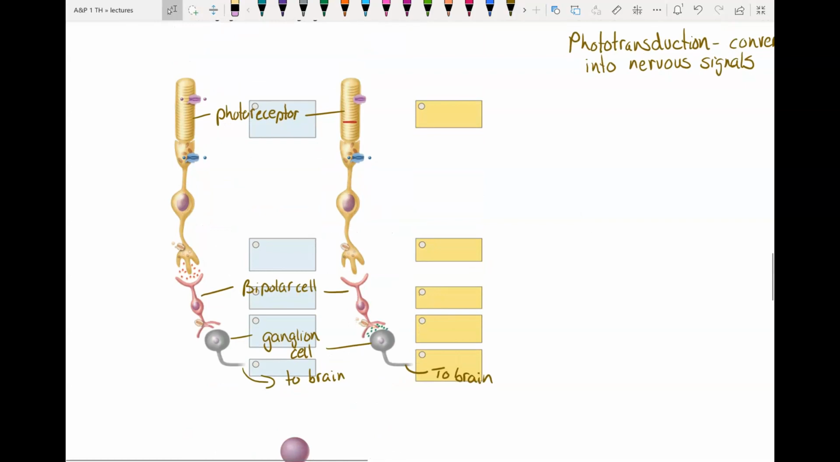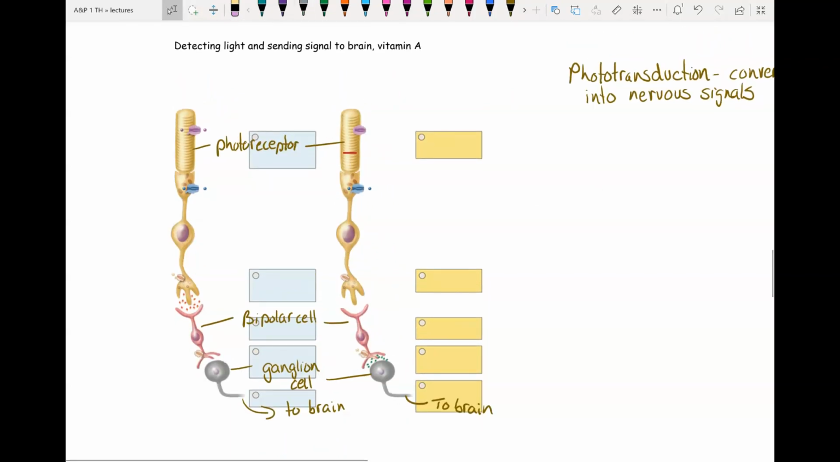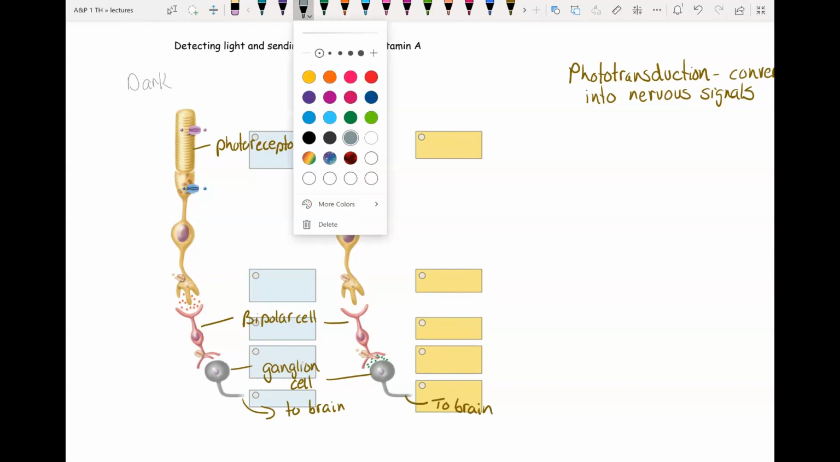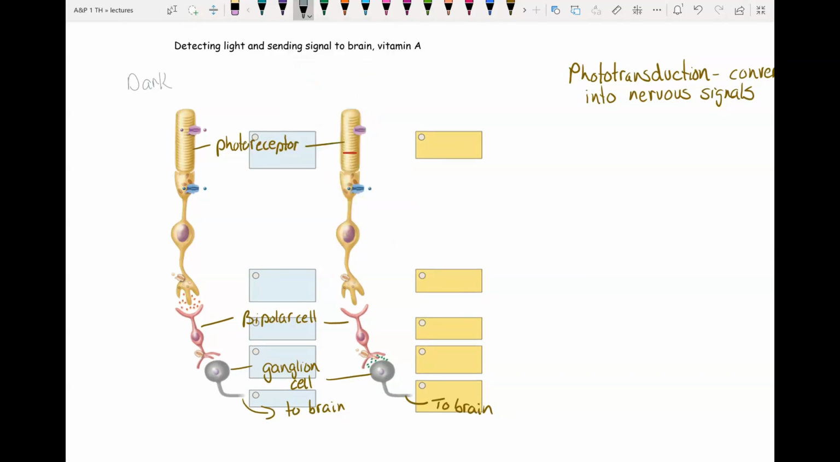So we have two different scenarios: when your photoreceptors are sending a signal to your brain and when they're not. On the left here, we have dark. This is what your photoreceptors are doing when they are in the dark. And on the right, we have light. So we have two scenarios, when your photoreceptor is in the dark and when it's in the light.